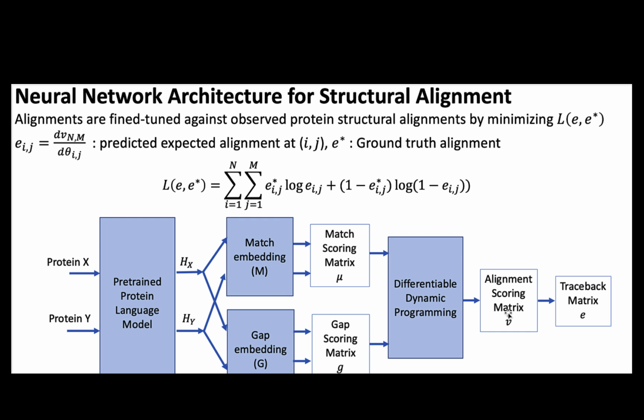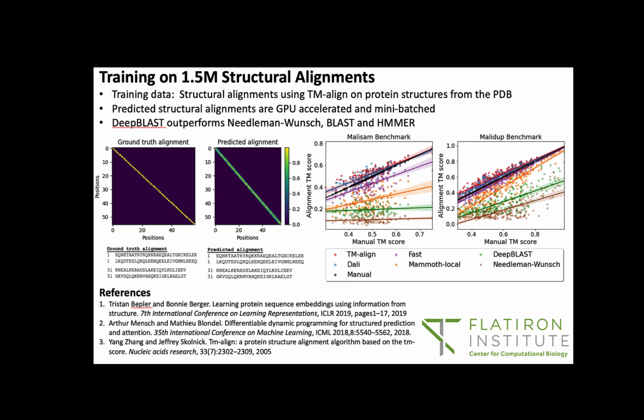Here's a high-level overview of our model. Our model takes two proteins as input and will then use those proteins and generate an alignment. The goal here is to tune the neural network weights to minimize this classification objective. Here, we're trying to maximize the accuracy of correctly aligning two positions between two proteins. In practice, this works pretty well.